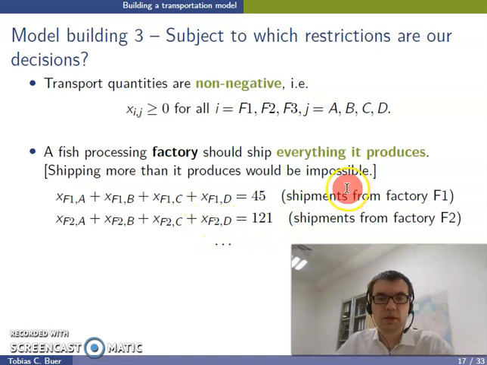Okay, what happens if we only use this type of constraint? What is the problem when we only have these kind of constraints? What might happen? Try to think about it, and we solve it in the next video.